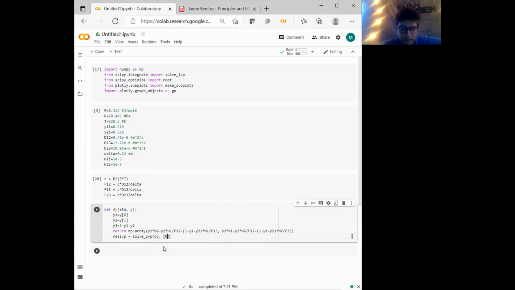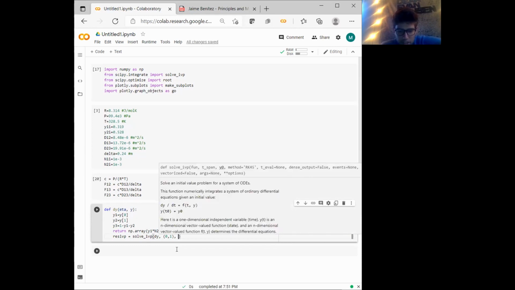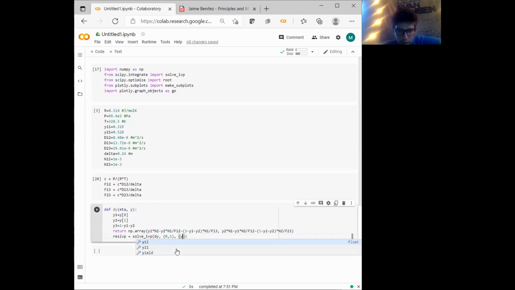We have a time span of 0, 1 for our eta, right? That's our time span. So we have our function, our time span, we have our dependent variables, which we're actually going to put the initial value over our dependent variables. So it would be y1i and y2i, because that's what the initial value of our mole fractions are defined as up here.